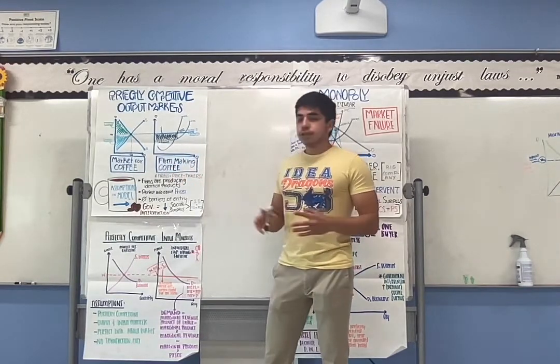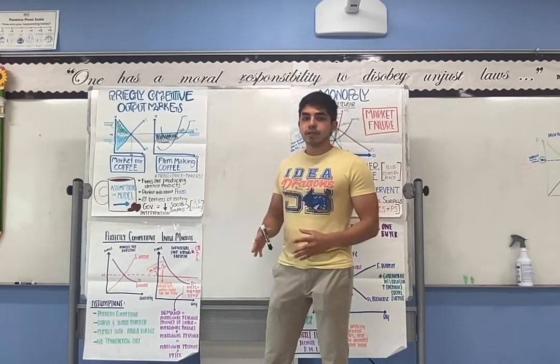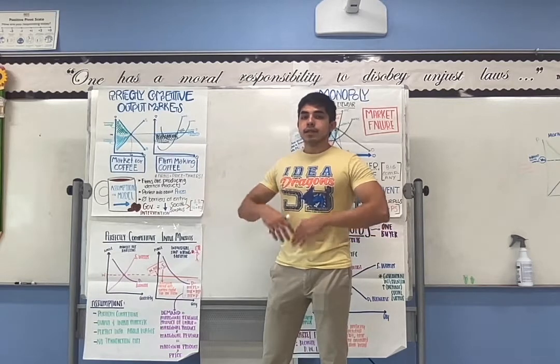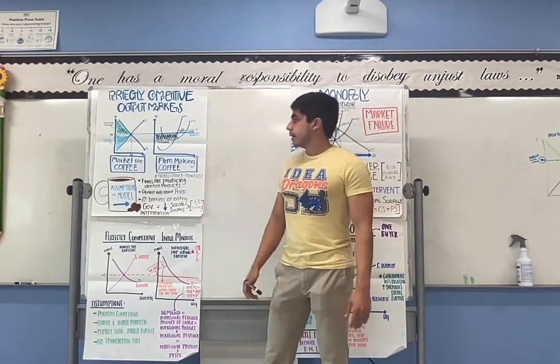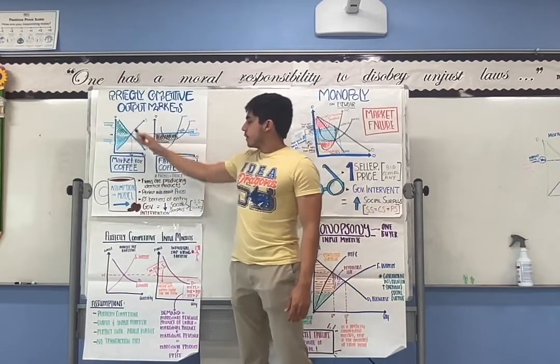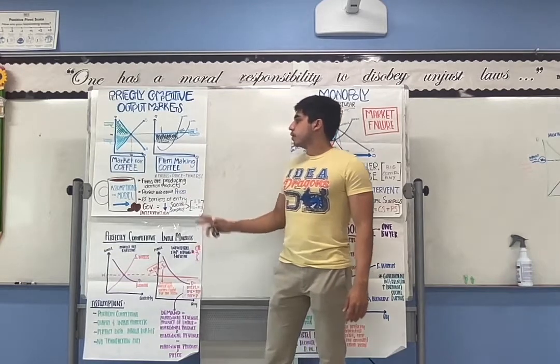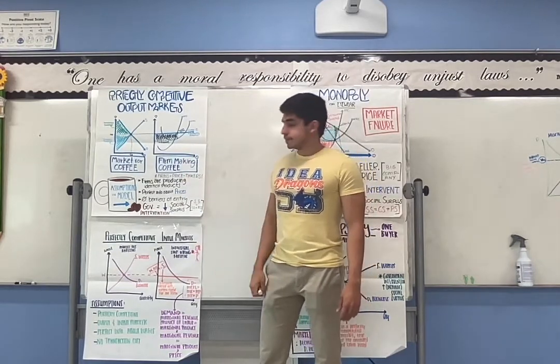In perfect competition, in perfectly competitive output markets, we're assuming that firms are price takers, meaning they have no influence on the price, they just take whatever price is set by the market. And the way that I've depicted this here is that I have a market for coffee on the left, and then the cost curves and the marginal revenue curves of an individual firm on the right.